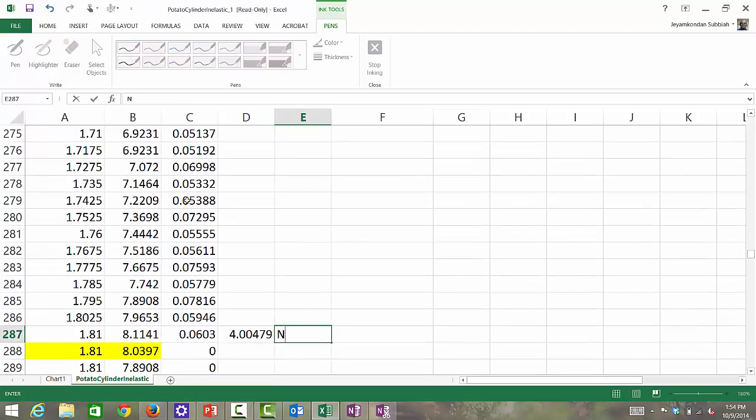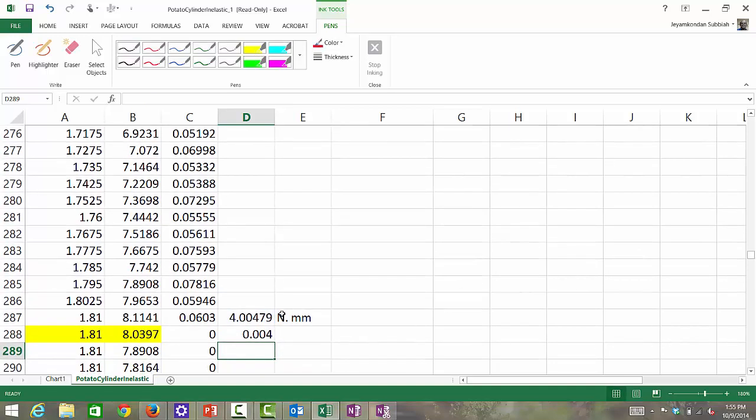So for this problem, the energy required to compress the cylinder is about 4 Newton millimeters. If I want it in good units, it's divided by 1000, and that will give me Newton meters, and that is nothing but joules. So that's how you would calculate the area under the curve.